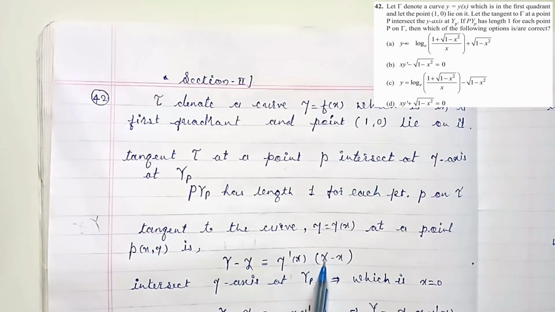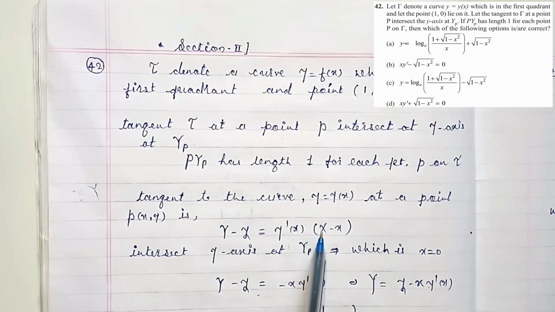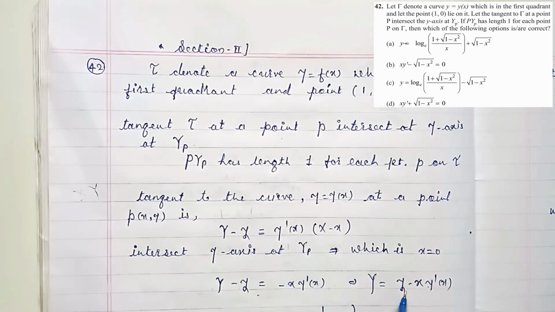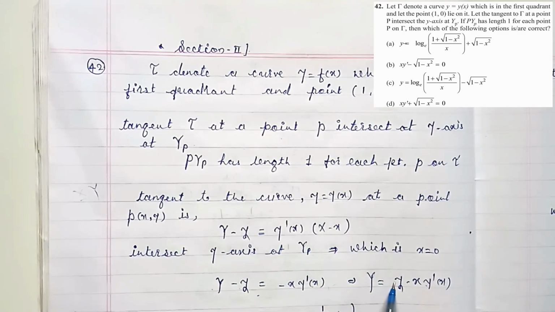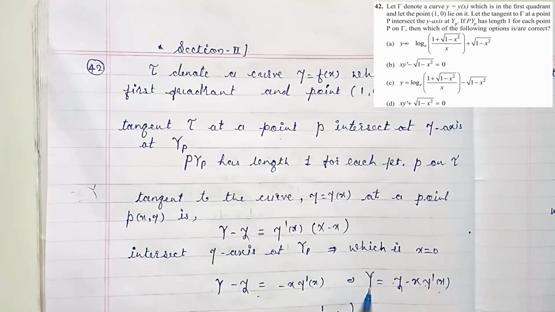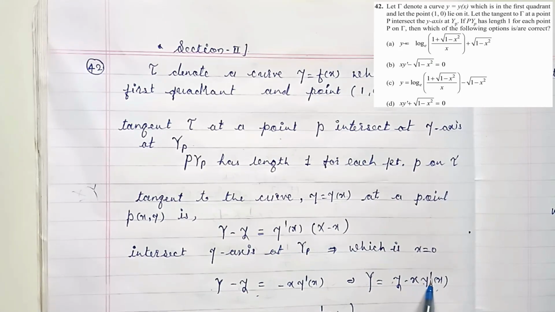So if this X goes to 0, we are left with capital Y minus small y, which is equal to capital X, which is 0, minus small x into y dash of x. This is the value after intersection at the point where X is 0. So we find the value for capital Y. Capital Y equals positive y minus x into y dash of x. So this is the value for capital Y, that is, capital Y is equal to y minus x into y dash of x.